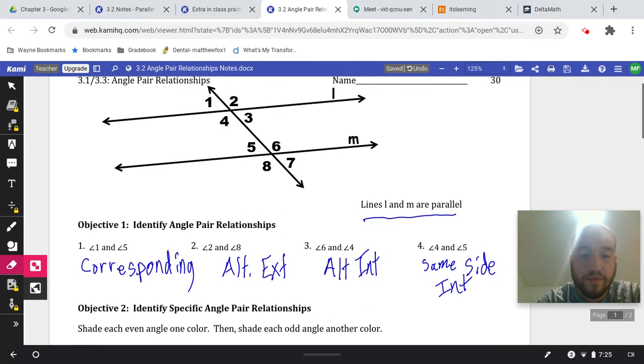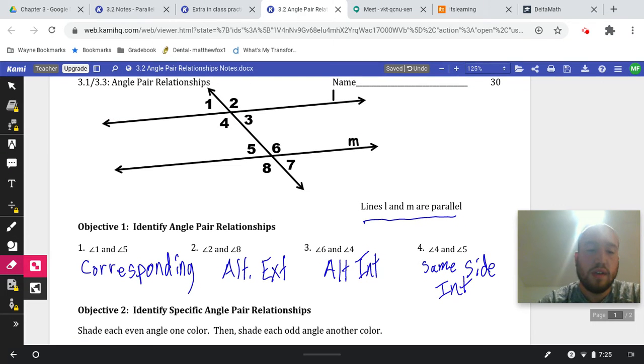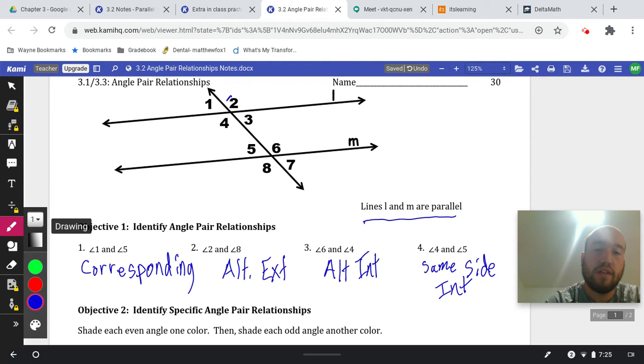So now, it says that we are going to shade each even angle one color. Okay, so I'm going to take blue, and on this angle 2, I don't know what the angle is, but I do know if this angle is something, say it was 120 degrees, that means the vertical angle here, angle 4, would also be 120 degrees. Likewise, the alternate interior are the same, so angle 6 would also be that. And then another vertical angle with 8, so 8 would also be the same.